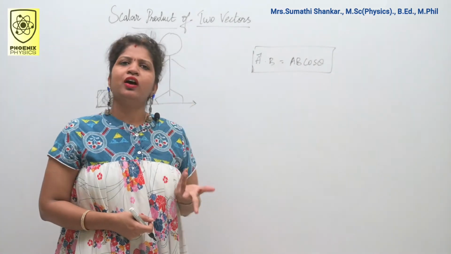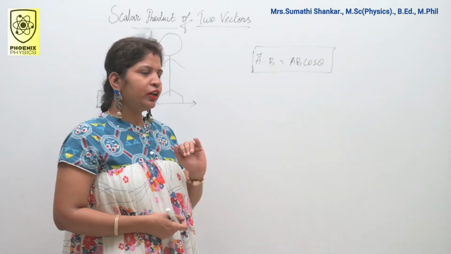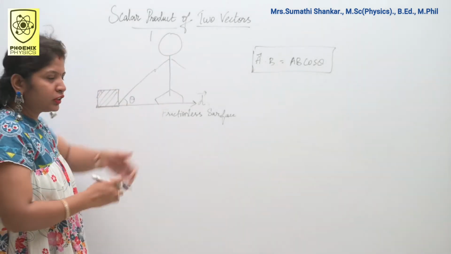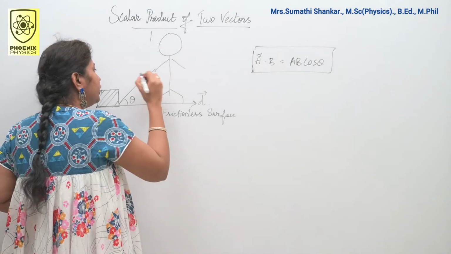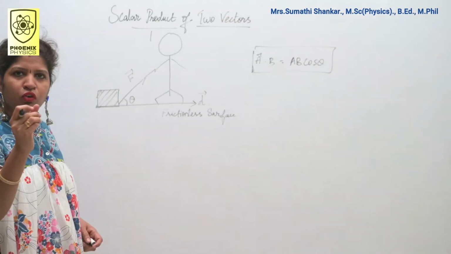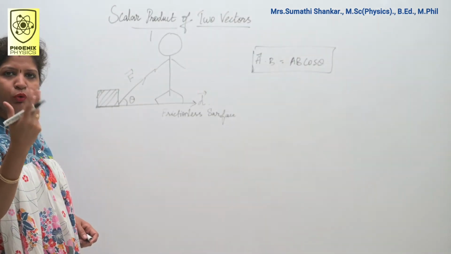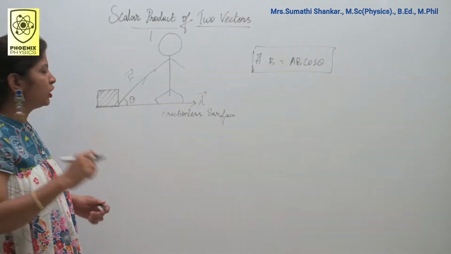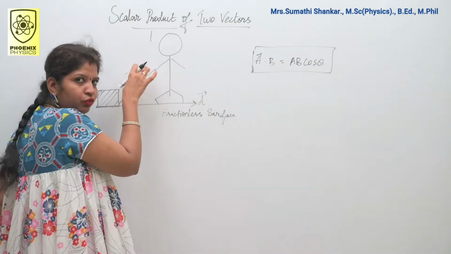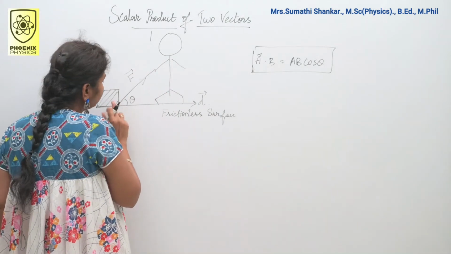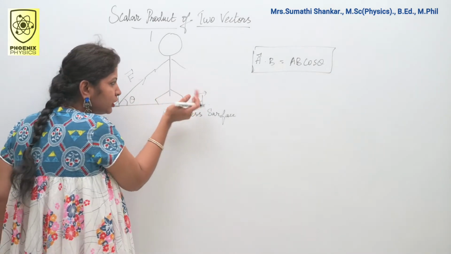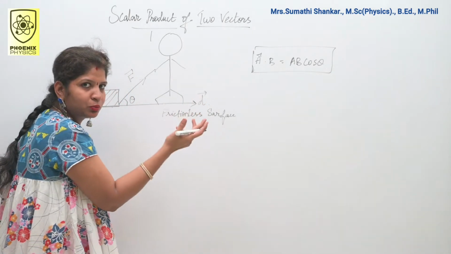Why do we use the cos theta component? For example, if you pull an object, this man is pulling, okay. So this is nothing but my force vector. What is force? Simply we can say push or pull is called force. So this man is pulling the wooden block. So this is my force vector direction and the object will move along this direction. This is nothing but my D vector, the displacement vector.